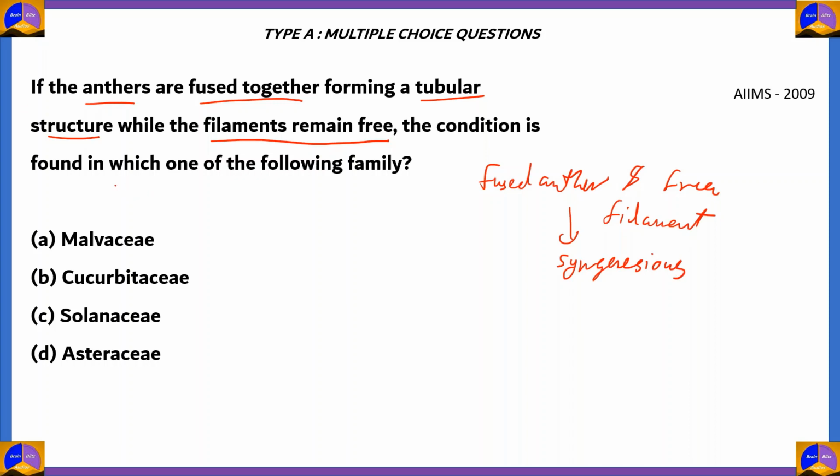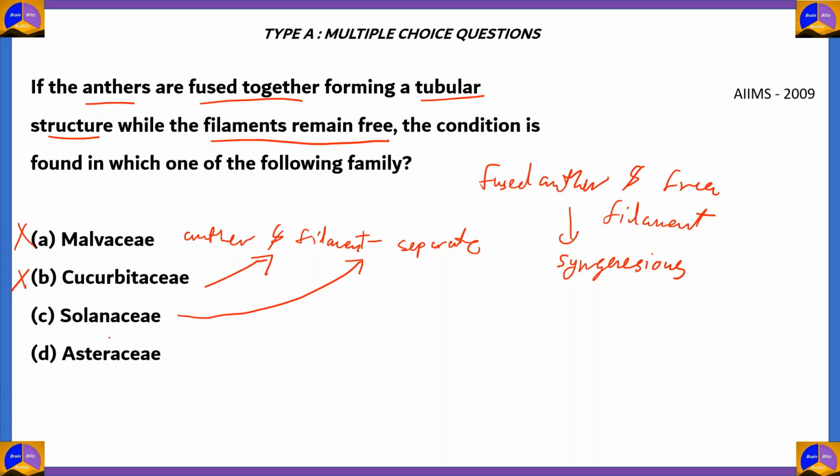Let's look at each of our options. Option A, Malvaceae. In Malvaceae, both anther and filament are separate. So option A is incorrect. What about option B, Cucurbitaceae? This is also incorrect as it has the same condition. Both anther and filament are separate. What about option C, Solanaceae? Again, we have the same condition. Both anthers and filaments are separate.